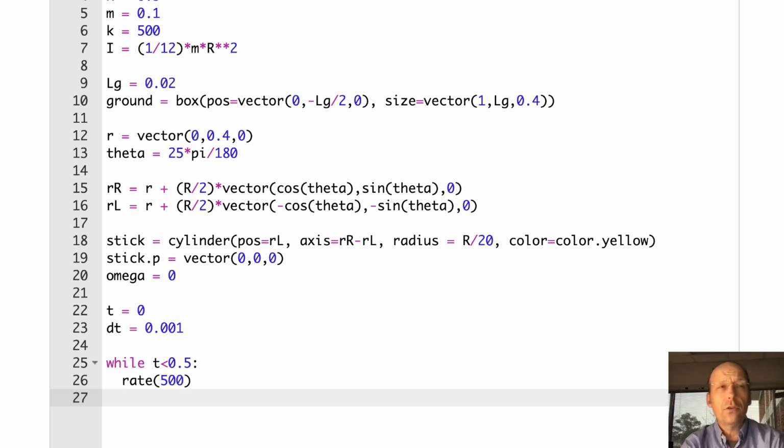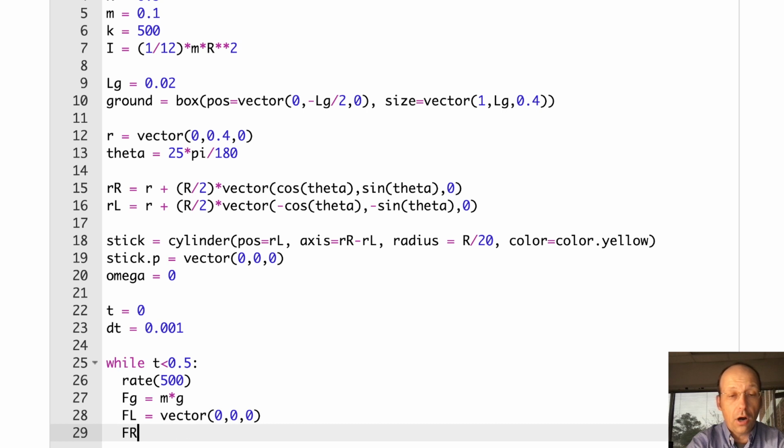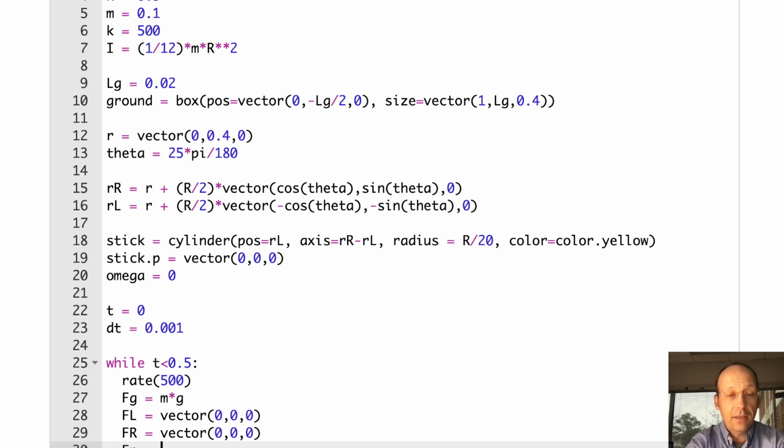So the first thing I'm going to do is to calculate all these forces. So Fg equals m times g. FL equals, that should be capital L, equals vector 0, 0, 0. I may change that, but for right now I'm going to put it at 0. FR equals vector 0, 0, 0. And then I'm going to say Fnet is Fg plus FL plus FR.